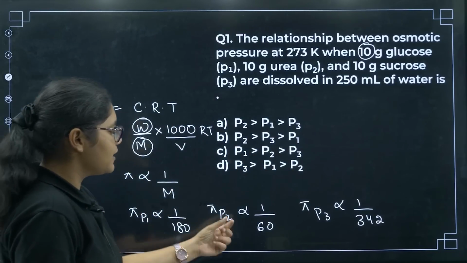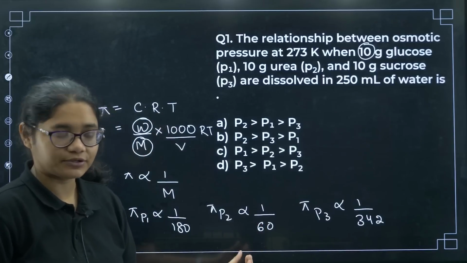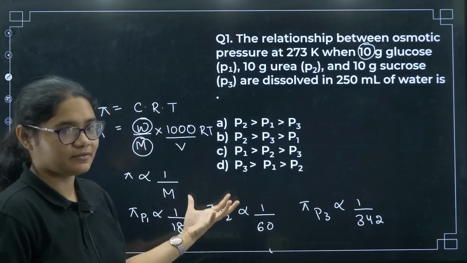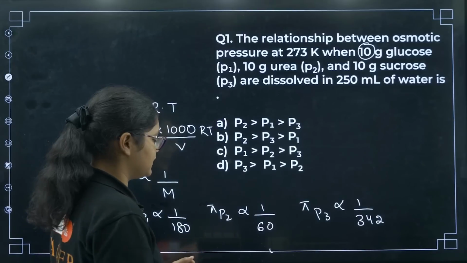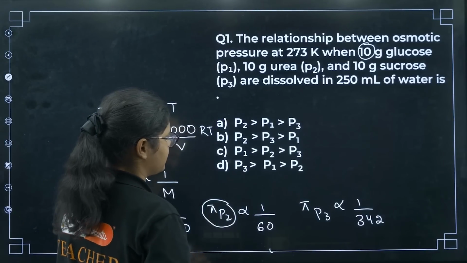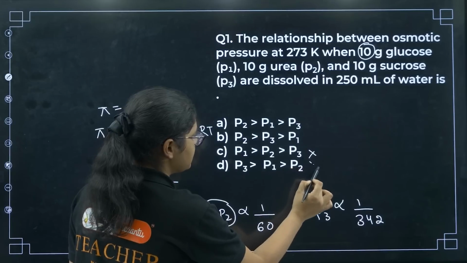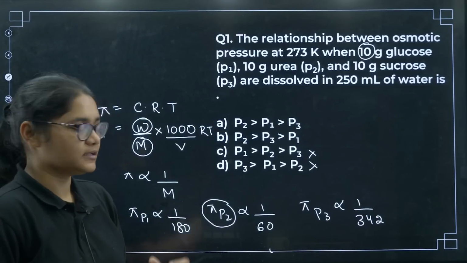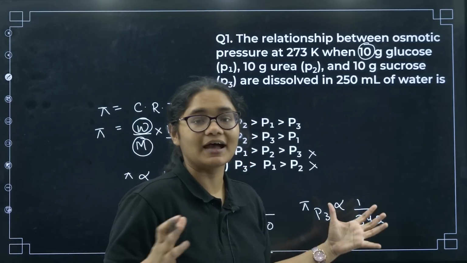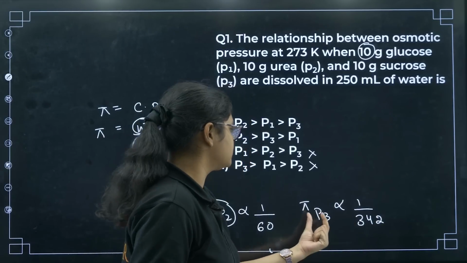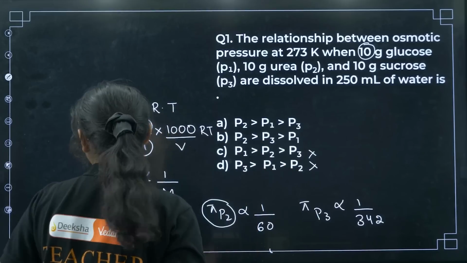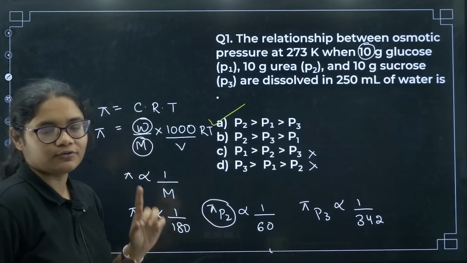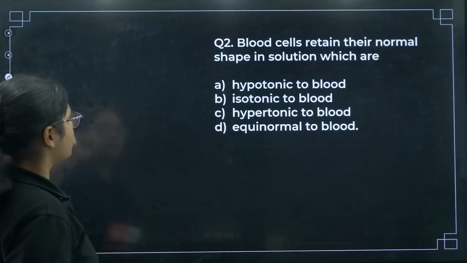Now what is happening? If the mass is less, inversely proportional, then pi will be higher, osmotic pressure will be higher. So what I can say here is P2 will have the highest value. I can see two options with P2 highest value, so I will eliminate the other two. Next, which one will be the lowest? The lowest where the molecular mass is highest, right? That is 342, so P3 will be the lowest value. So the correct answer for this question is option number A, and I hope all of you are clear with this. Moving to question number 2.